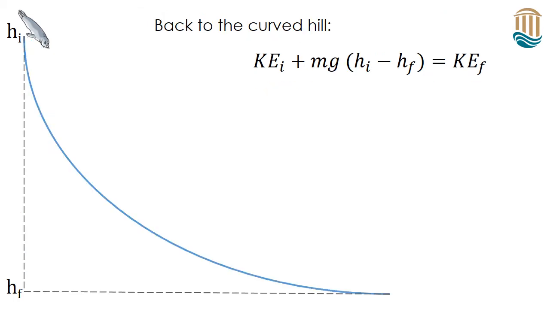So we can use this way of calculating the work even if the hill is curved and the angle isn't constant. All we have to know is the mass, gravity, and the difference in heights. It turns out that this is a much easier way to calculate the work done by gravity in most cases.